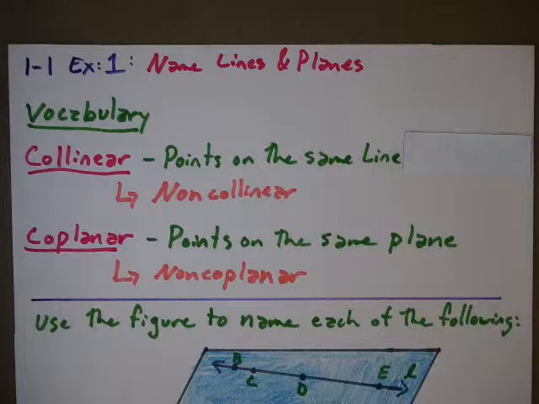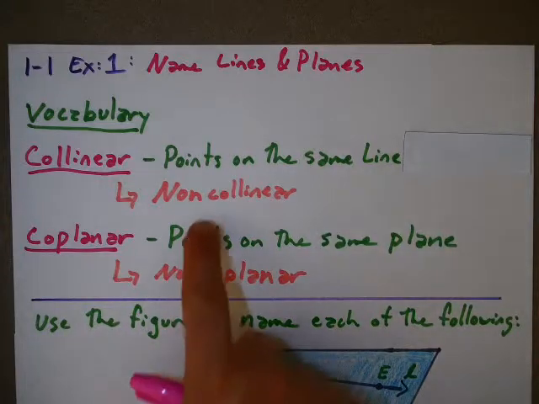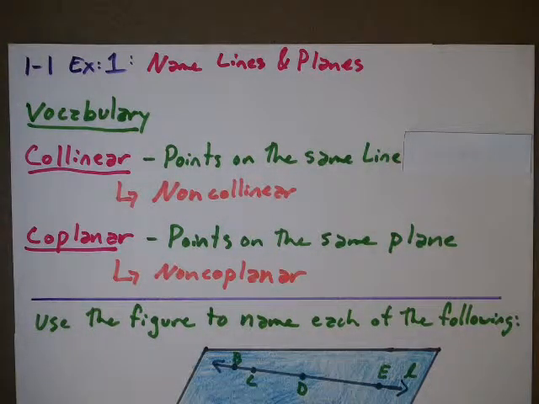What collinear means is they're simply points that are on the same line. Usually when they're talking about collinear points, they're talking about at least 3 points, because any 2 points are going to be on the same line. If they're talking about points that are not on the same line, they would refer to those as non-collinear points.